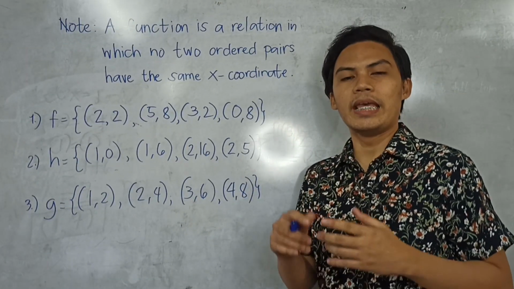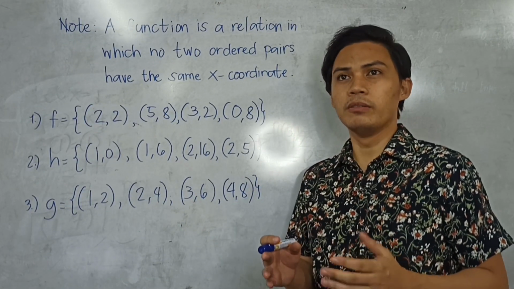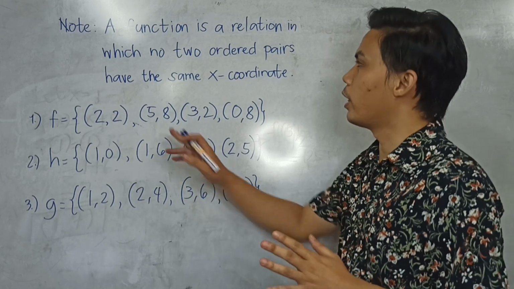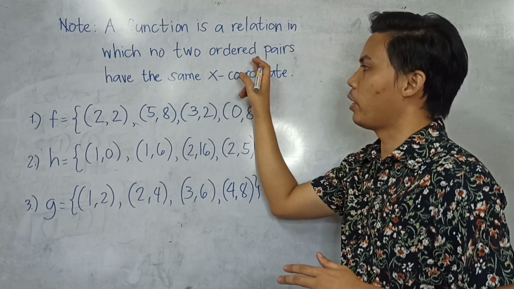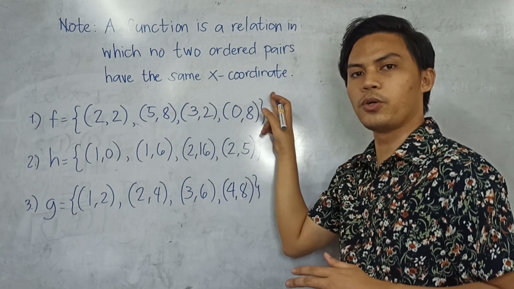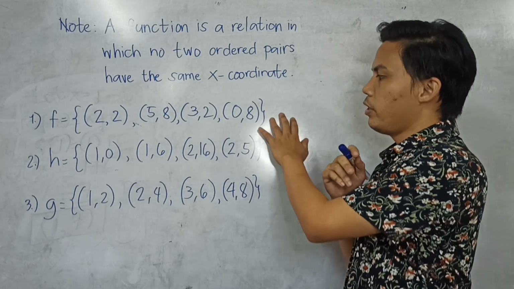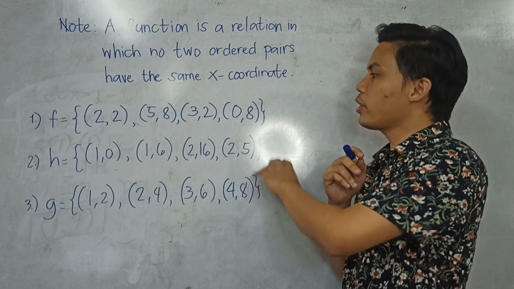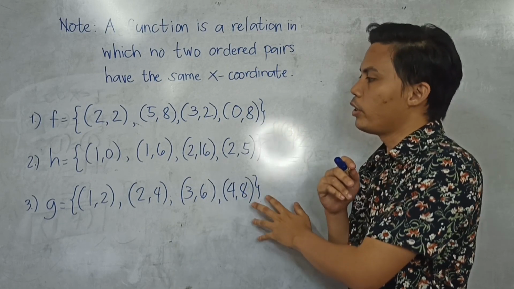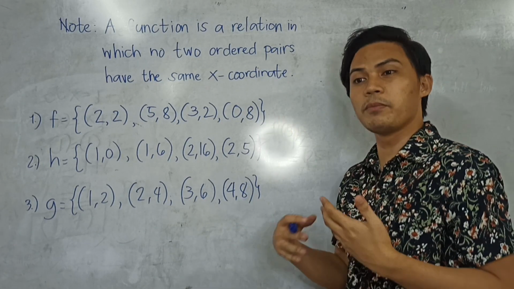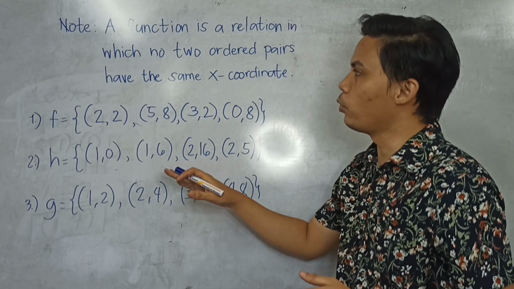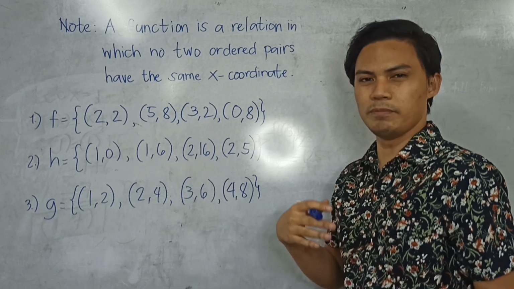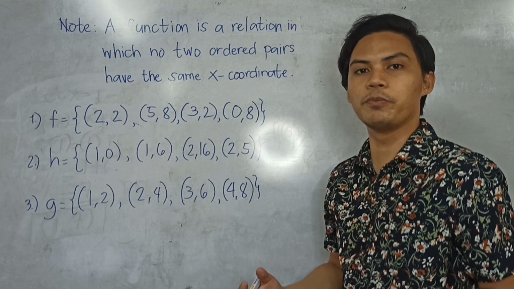Method number 1, examining the ordered pairs. So again, we have to remember that a function is a relation in which no two ordered pairs have the same x coordinate. Now, I have here three examples. So ano sa tingin niyo or saan dito kaya yung nagre-represent ng function? Saan naman yung hindi nagre-represent ng function? Okay. So we're going to use method 1, which is examining the ordered pairs.